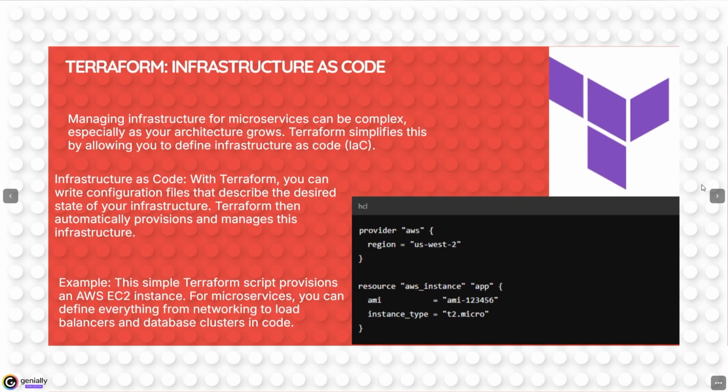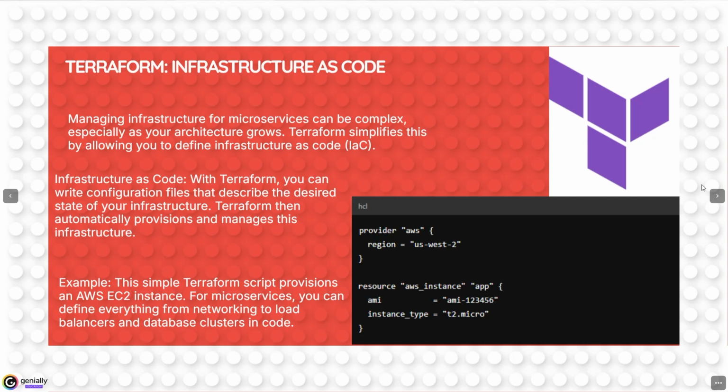So next topic is Terraform. Managing infrastructure for microservices can be complex, especially as your architecture grows. Terraform simplifies this by allowing you to define infrastructure as code. With Terraform you can write configuration files that describe the desired state of your infrastructure. Terraform then automatically provisions and manages this infrastructure.